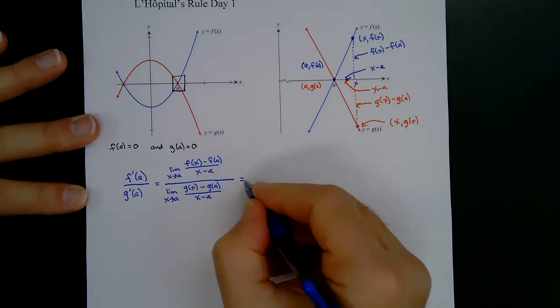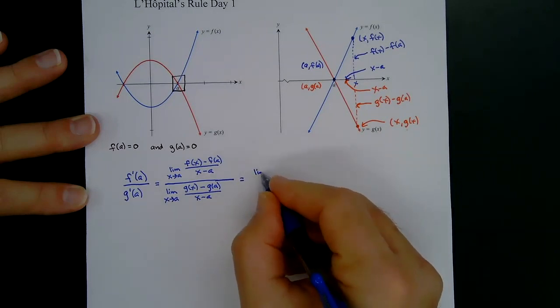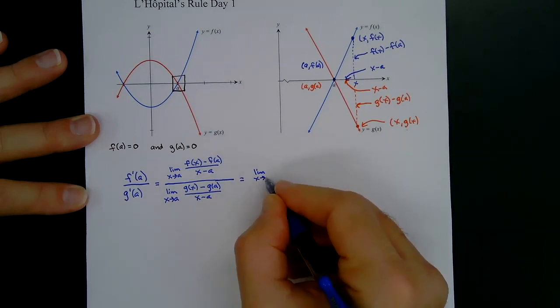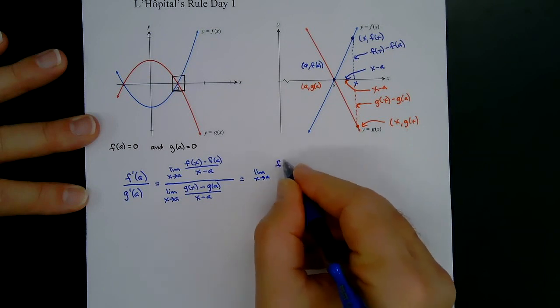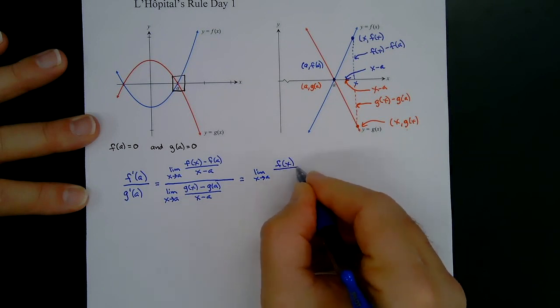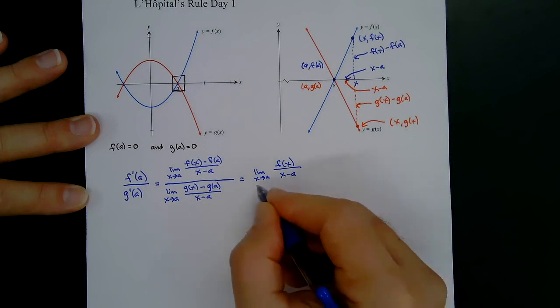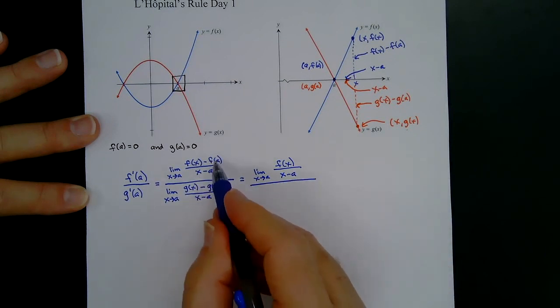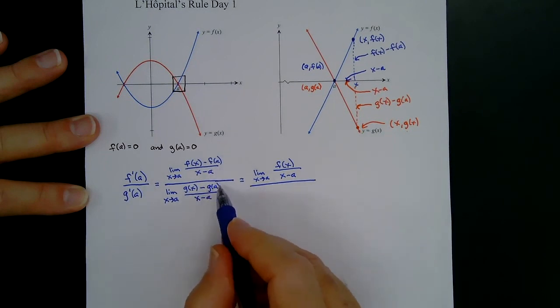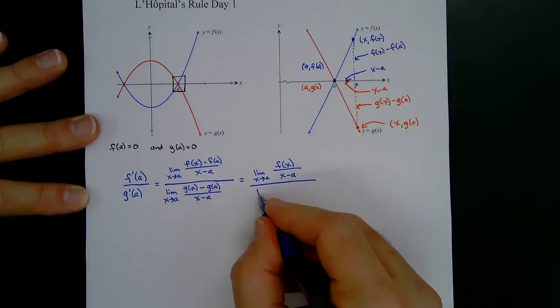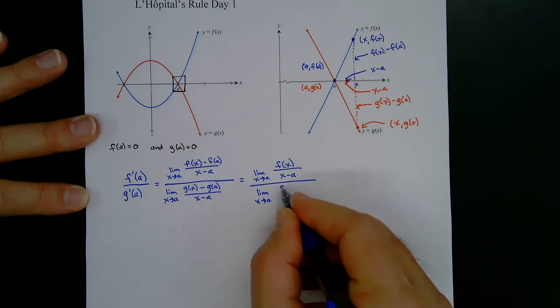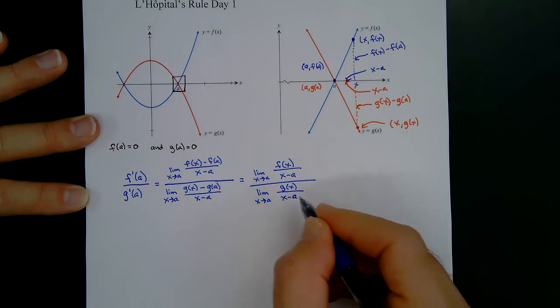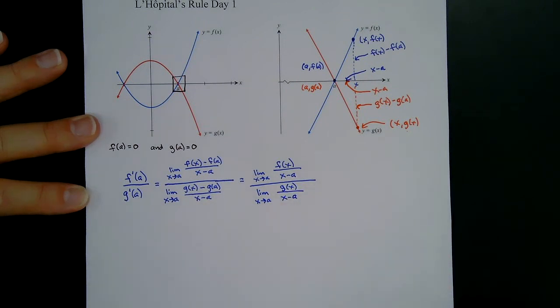Which leads us to write the limit as x approaches a of f of x over x minus a, over, okay, because that's just going to be 0, and this one's also going to be 0, right? So this denominator becomes the limit as x approaches a of g of x over x minus a. So we have a complex fraction, right?